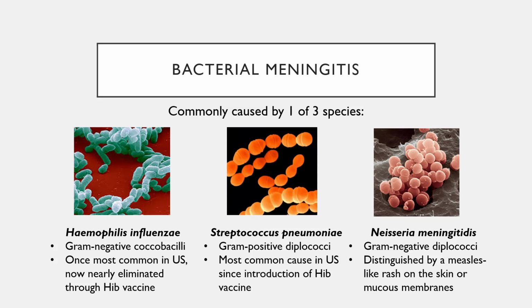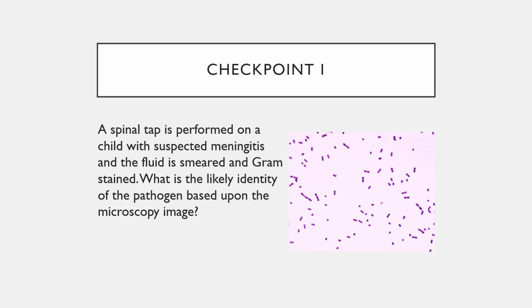This leads us to our first checkpoint, where we are looking at a gram stain, which let's say was hypothetically prepared when a spinal tap was performed on a child with suspected meningitis, and the spinal fluid was smeared and gram stained, and the result is what you see here. So based upon the morphology and the gram staining reaction, what is the likely identity of the pathogen from the 3 common causes of meningitis that we just went over?